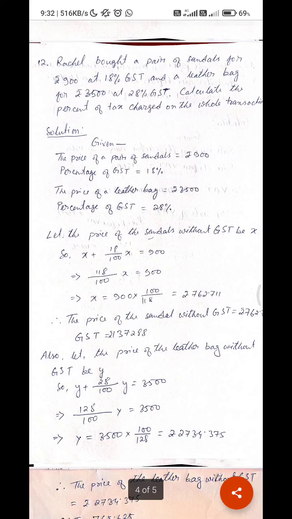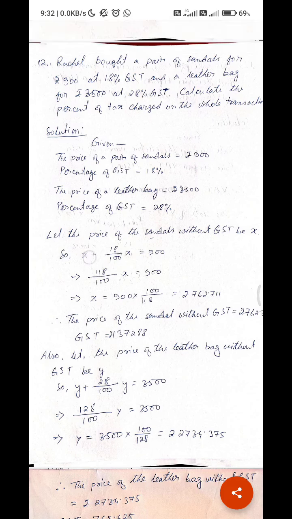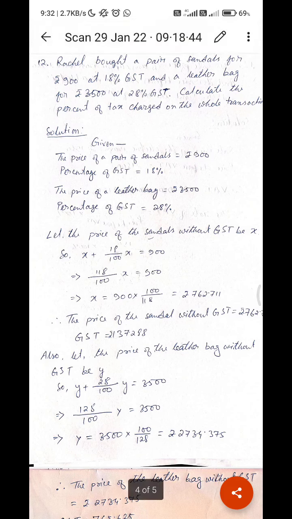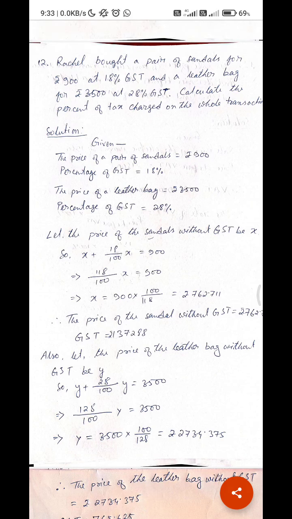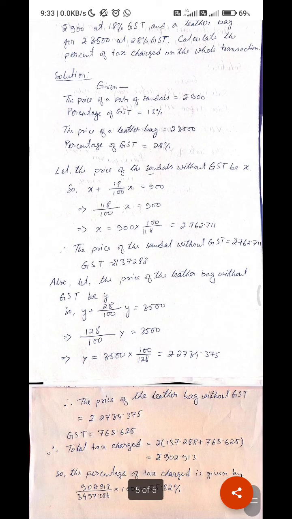So let the price of the sandals without GST be X. This means X plus 18 by 100X. This means X is the marked price, right? Plus the amount of GST, which is 18% of X, and 18% of X means 18 by 100 X, which is equal to 900. On adding these two, this will give you 118 by 100 X equal to 900. This implies, if you change the side, the fraction will reverse. After cancelling out the common factor here, it will give you 762.711 as your answer. This means the price of the sandal without GST is this.